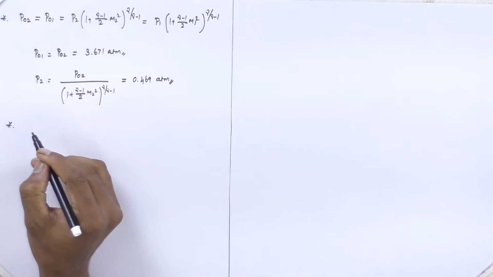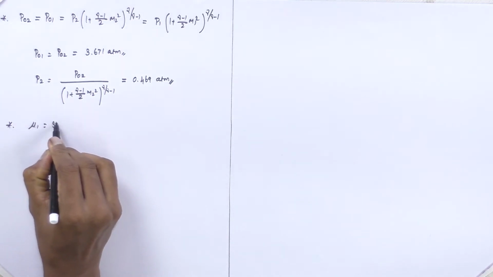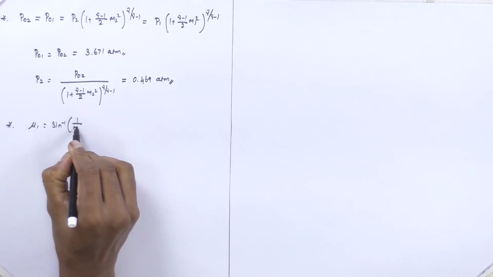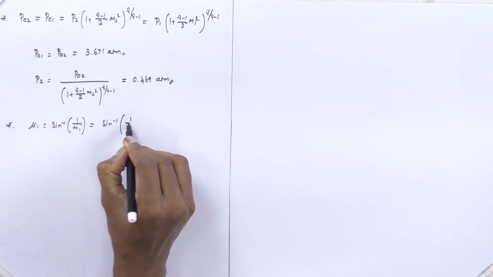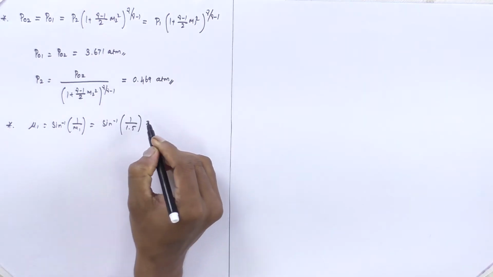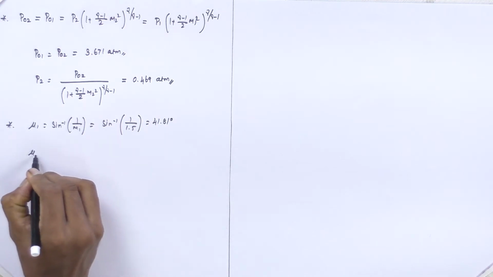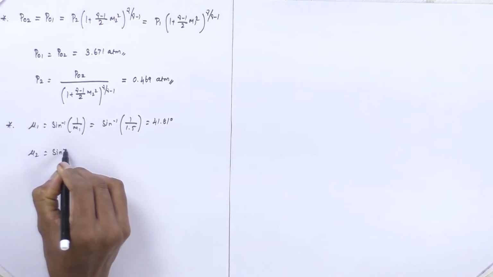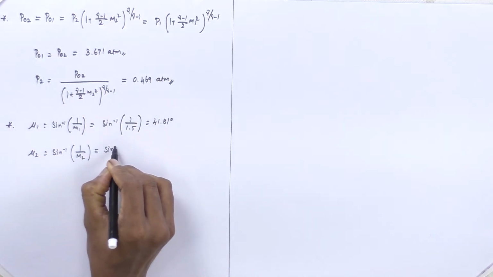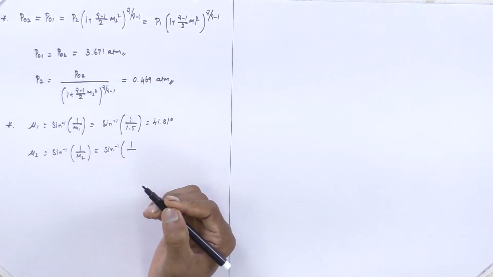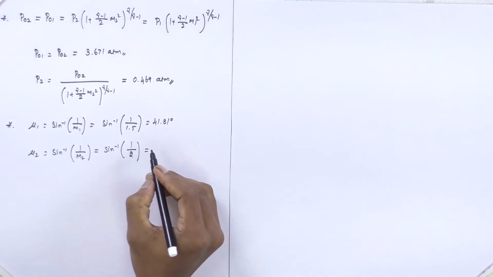From the Mach angle relation, we know that mu1 will be equal to sine inverse of 1 by M1. Where M1 is equal to 1.5, so 1 by 1.5. This will give us the value 41.81 degrees. Similarly, mu2 is equal to sine inverse of 1 by M2. We found the M2 value, that is 2. So this will give us the value 30 degrees.